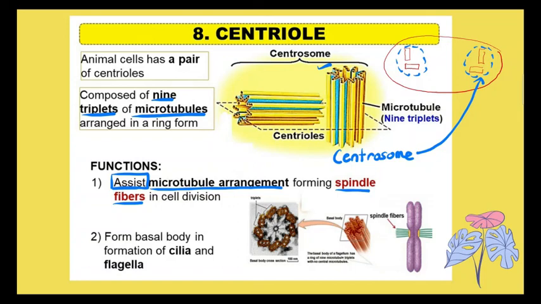Okay, what is the difference between centriole and centrosome? Kenapa plant cell tak ada centriole tapi plant cell boleh ada spindle fiber? Okay, because plant cell has centrosome. So this is spindle fiber lah. So plant cell also can have spindle fiber.